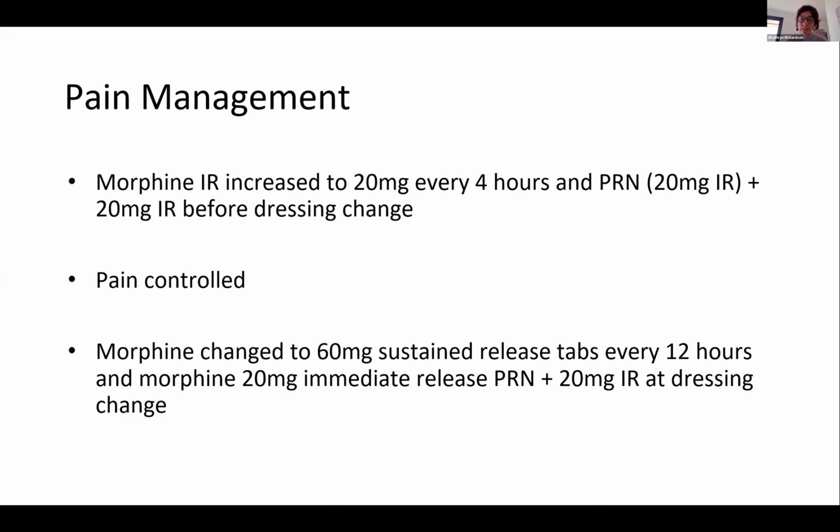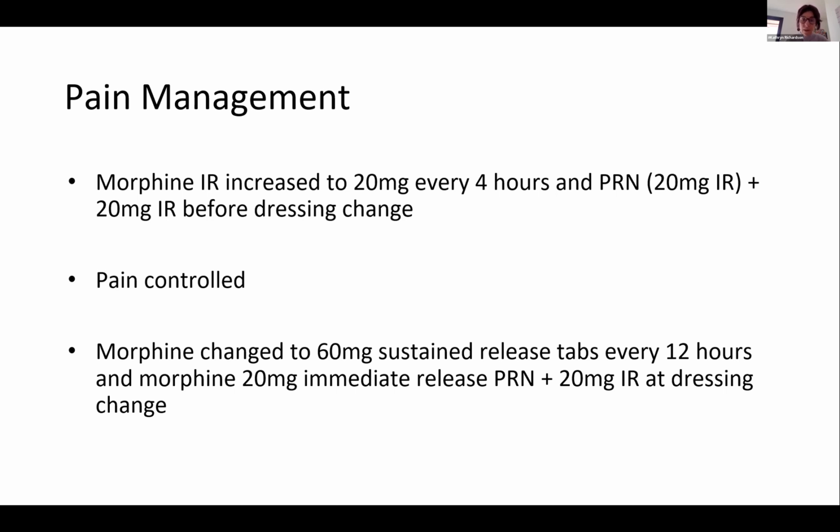We were lucky enough, let's say, to have sustained release morphine. So we changed him to 60 milligrams of sustained release morphine every 12 hours. And we got that dose by adding up the total 24-hour dose of immediate release morphine, which would be 20 milligrams times 6. That gives you 120 milligrams, and then dividing it by 2 to get the sustained release or 12-hourly dose, okay? So that's 60 milligrams.